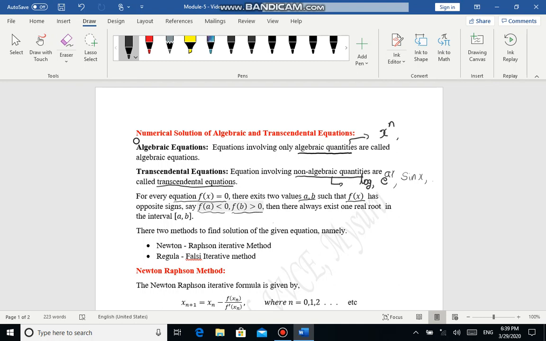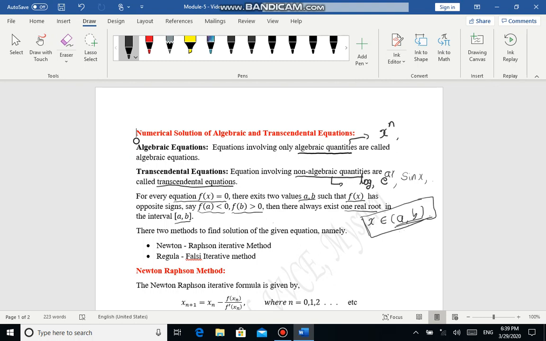In that case, there always exists one real root in the interval a, b. That is, x belongs to the interval a, b, meaning our final answer lies between a and b. This is called finding the location of a root. So in every method, we first need to find the location of a root. This is a common procedure for all numerical iterative methods.